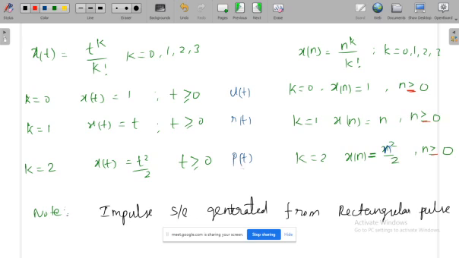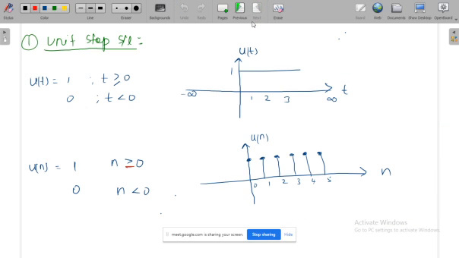Impulse signal is generated from the rectangular pulse that we will see separately. Okay, how to generate the impulse signal from the rectangular pulse. Okay, then we'll go in detail about the individual signals.